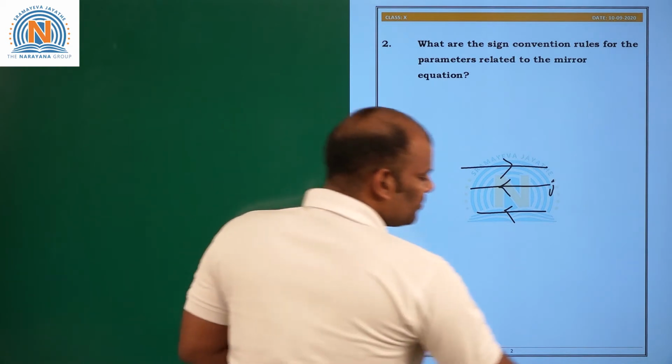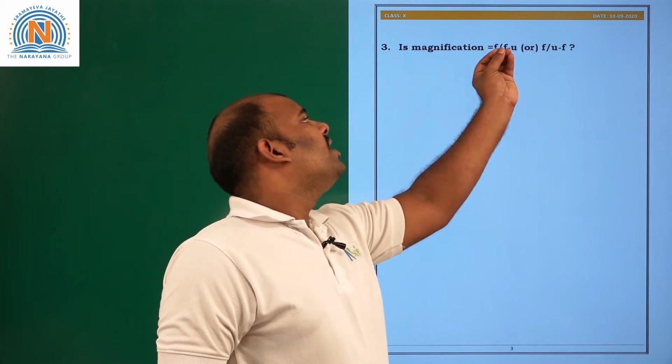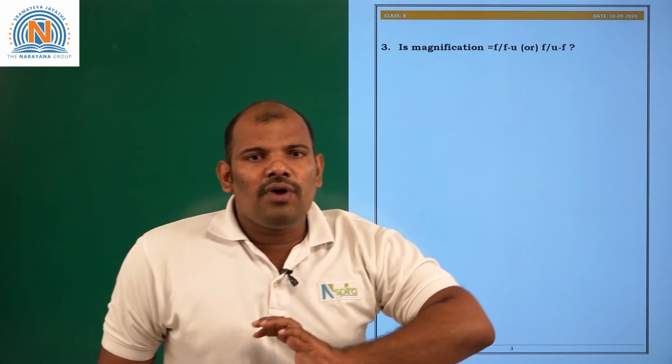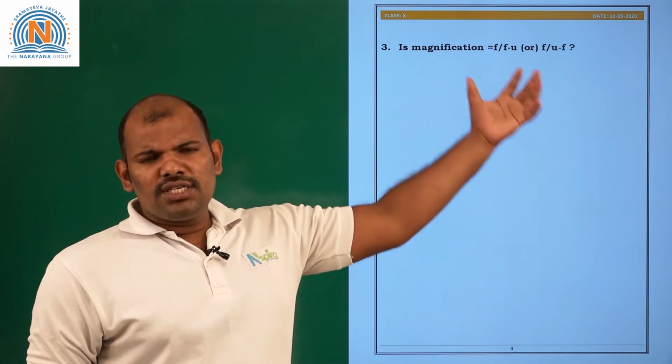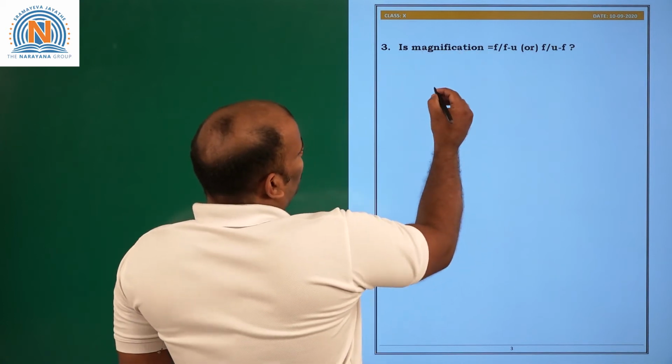Question number 3. Is magnification equal to f over f minus u or f over u minus f? Which is correct in this case? Let me find out.